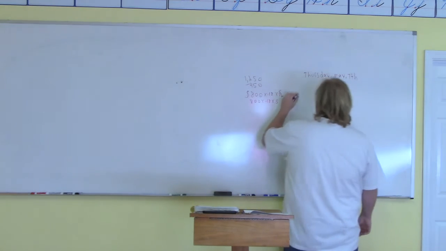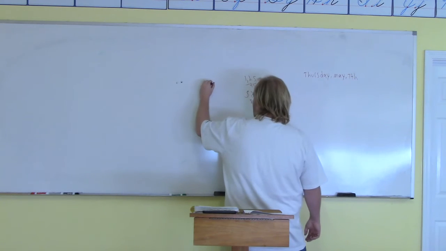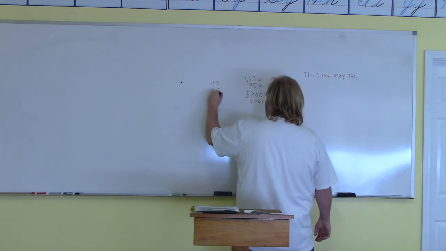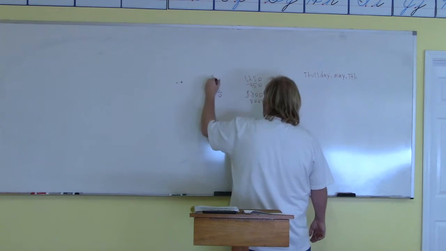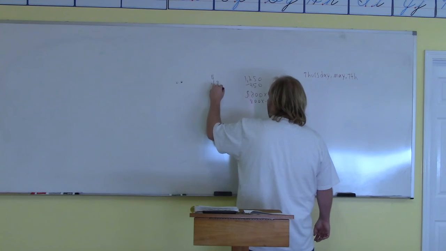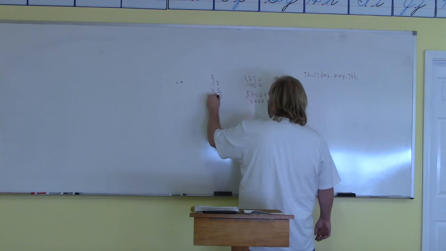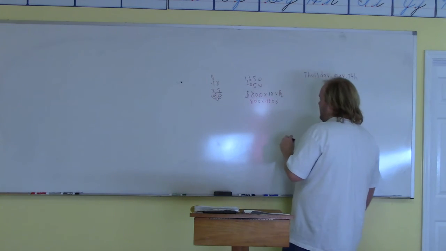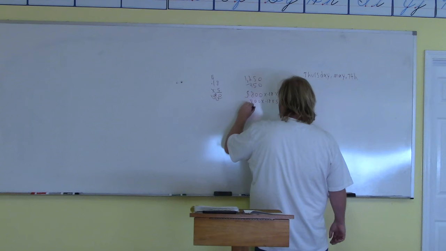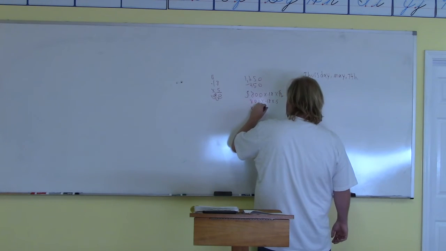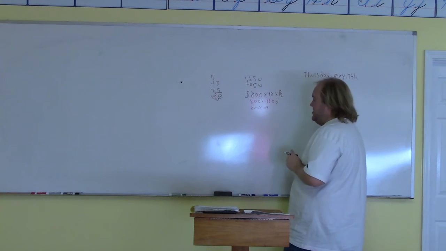So let's take care of this first. We've got 0.18 times 0.5. Let's see what we've got here. 5 times 1 is 5, 5 times 8 is 40. How many decimals? 1, 2, 3. So 0.09. So 800 times 0.09 is going to give us our interest.